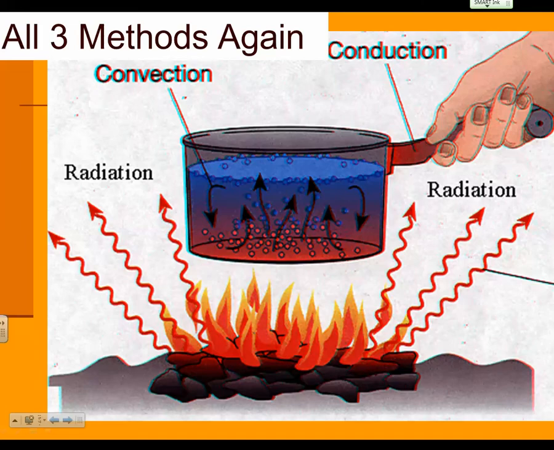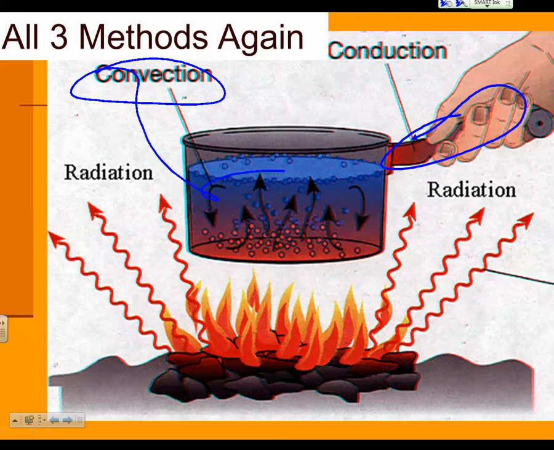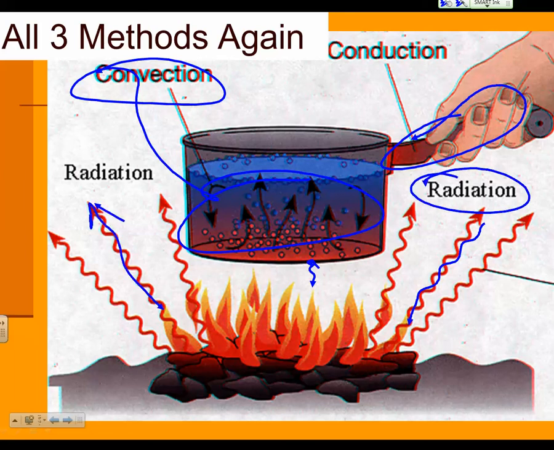And all three methods summed up in one picture here. We have our conduction with the handle heating up the person's hand right there, solid contact. We have our convection occurring in the liquids and also in some of the hot air above it. And we have radiation, which is coming right off of this flame in all directions. So convection, conduction, and radiation.